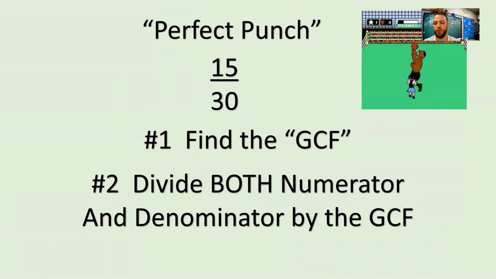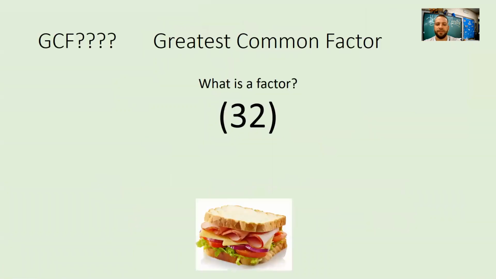The first rule for the perfect punch is you have to find the greatest common factor. Oh, sorry, I just gagged a little bit because that is such a disgusting math term. Find the GCF, the greatest common factor, and then you just divide both the top and the bottom by that GCF. So first, we got to figure out what in the world a GCF is, right? Sounds like something that an electrician would use. So a GCF is the greatest common factor.